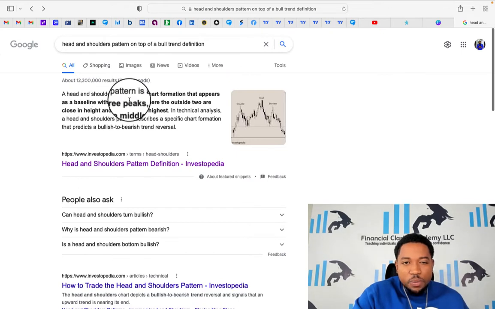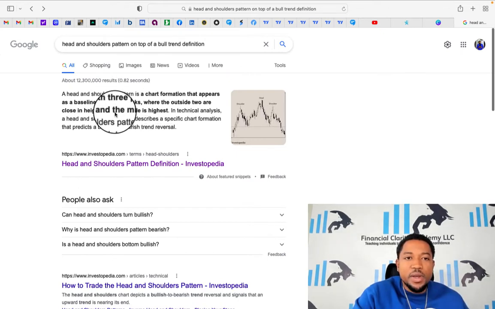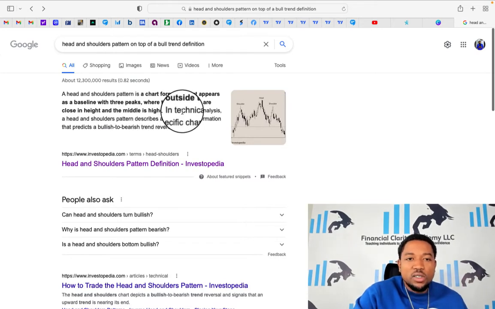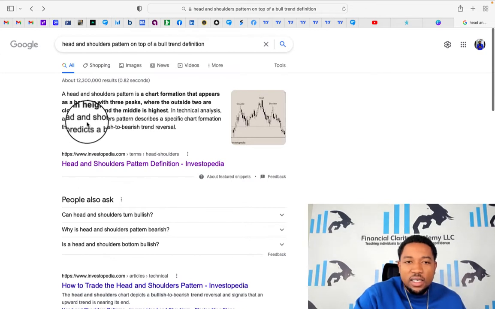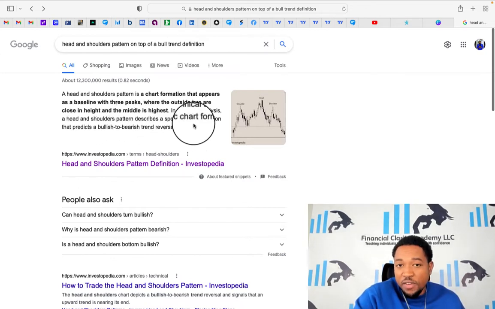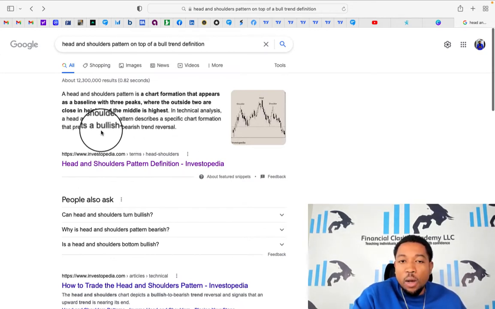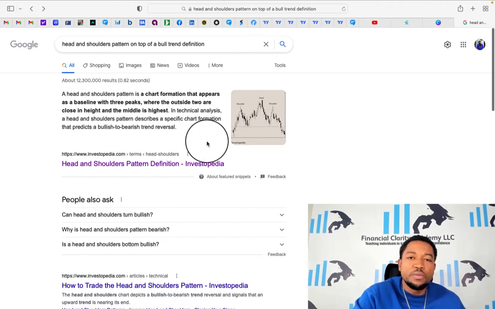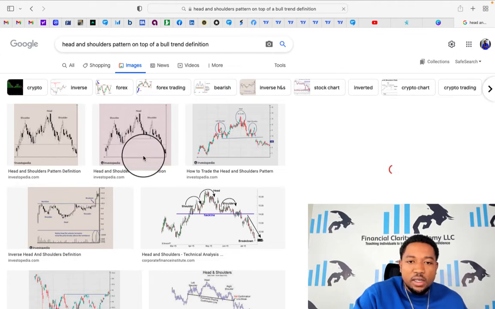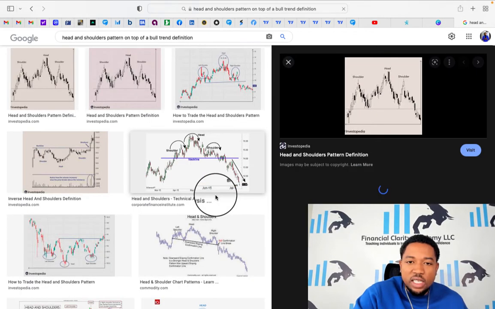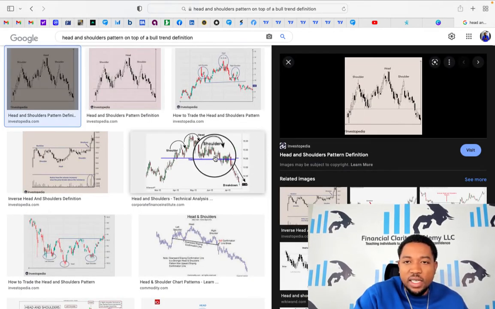A head and shoulders pattern is a chart formation that appears as a baseline with three peaks, where the outside two are close in height and the middle is the highest. A technical analysis head and shoulders pattern describes a specific chart formation that predicts a bullish to bearish trend reversal, right? And this is the picture. So it's the same thing that's formed on the top of the S&P 500.